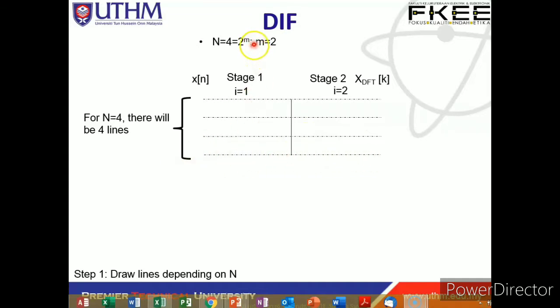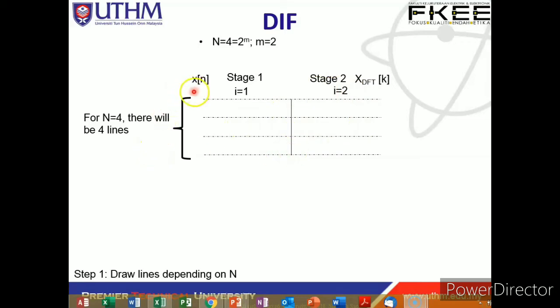And next, we determine the number of stages. In this case, when we have the number of samples equal to 4, 2 to the power of m, where m will be equal to 2. Okay, so this is the first stage. We will divide this stage with 1 minus.